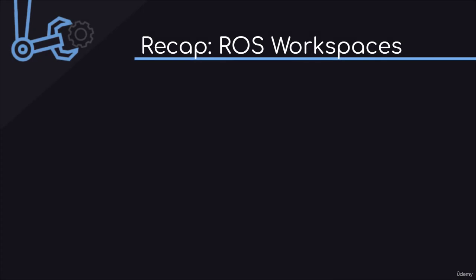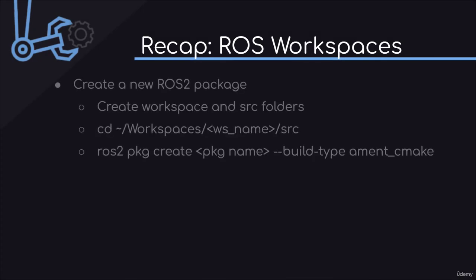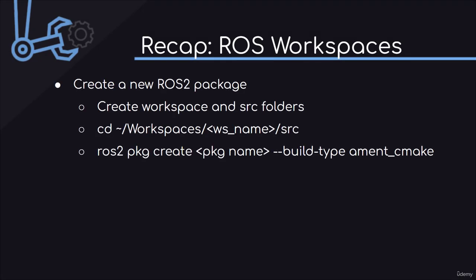Congratulations! You've successfully created your very own ROS2 package. But let's review what we learned. In this lecture, we took a look at ROS workspaces. So the first thing we did was create a new workspace and source folder so that we could create our new ROS2 package. We did this using the ros2 pkg create command, followed by the build type, which we configured as ament_cmake.